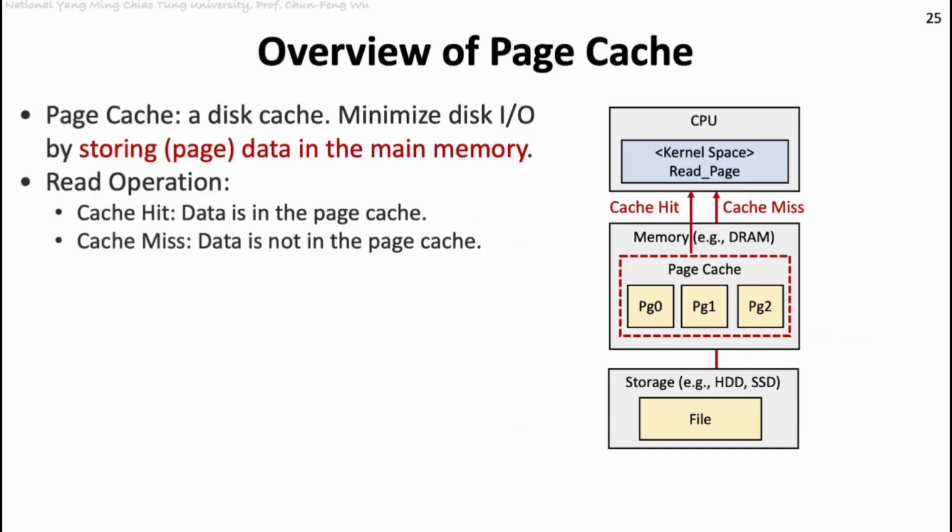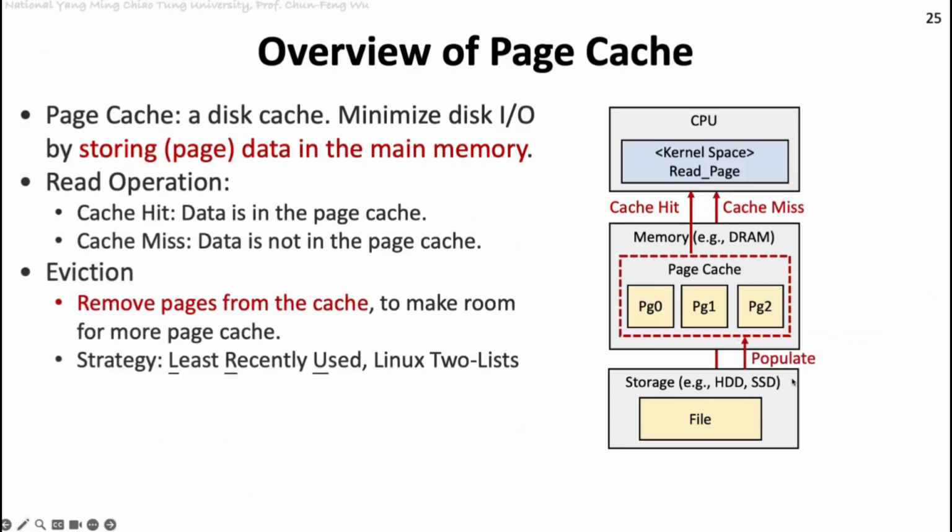So if it is a cache miss, then the data is not in the page cache. It means the data should be in the storage device, so we read the data out from the storage device. When we move the data from the storage device to the page cache, we say we are going to populate the data. It's just a terminology.